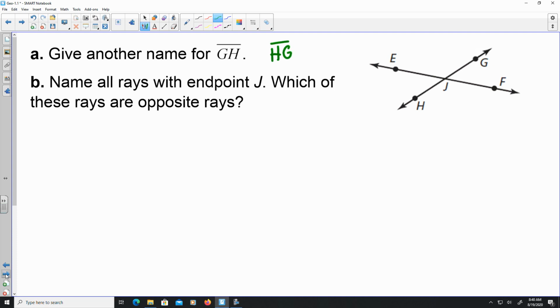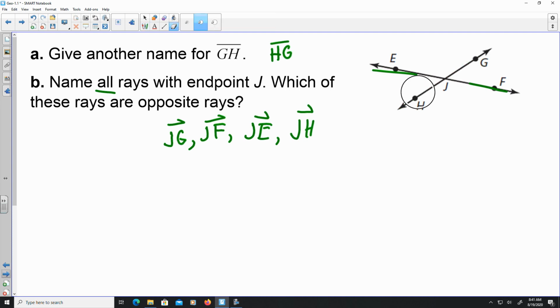In part B, it says name all rays with endpoint J. Just which of these rays are opposite rays? So this is where point J is. It says all, so it looks like I'm going to start off here. I have ray JG, ray JF, ray JE, and finally I have ray JH.